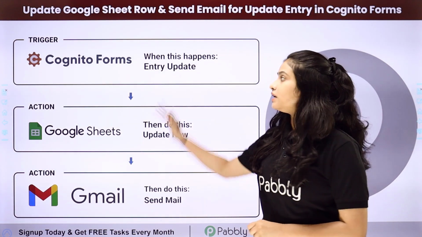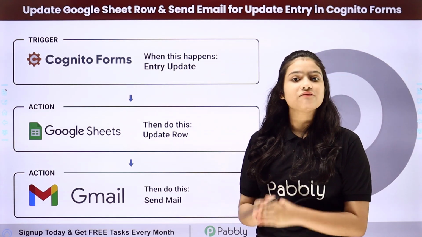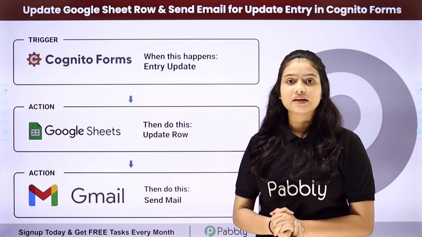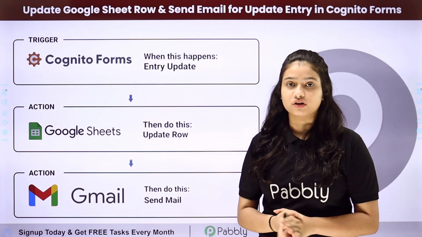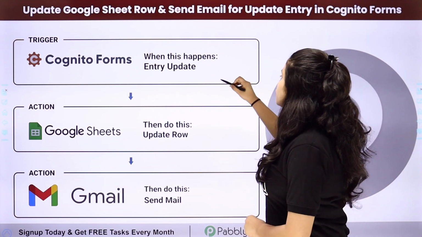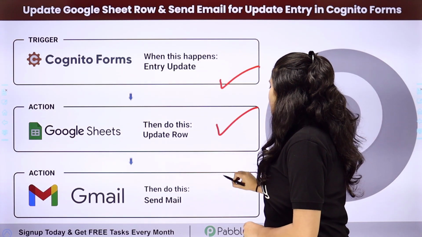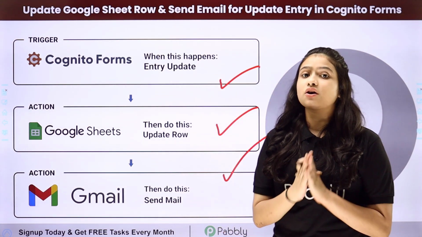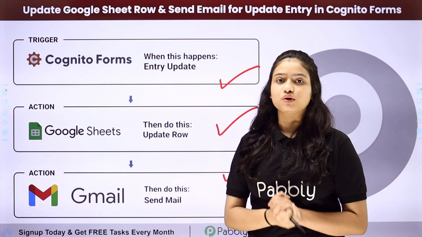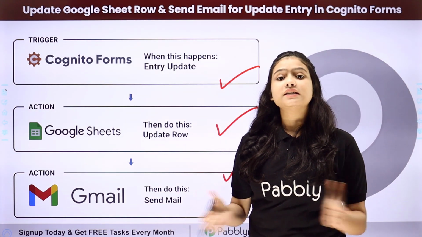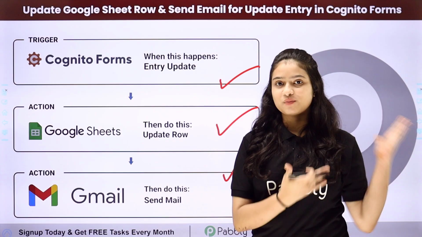For that we will have to integrate all these applications, and to do the same we are going to use Pabbly Connect, which is an amazing automation and integration software. Now what we are going to do, we have Cognito Forms in our trigger, Google Sheets and Gmail in our action. So we will be connecting all of them by using Pabbly Connect in order to automate this entire process. Now to learn the entire process step by step, let me take you all to my screen.